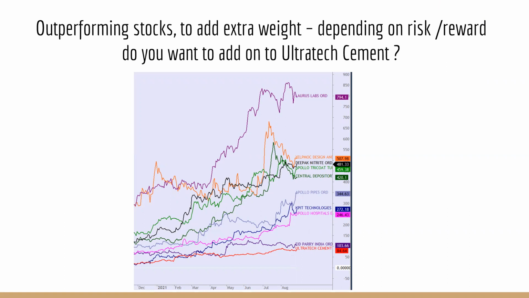So even KPIT also we can add, right? KPIT is around 300. It was a good one, correct? Recently it came to 300, 310. So yes, now what will happen?